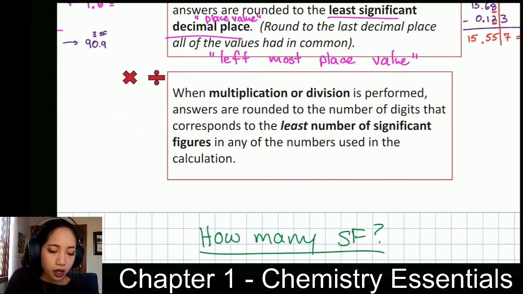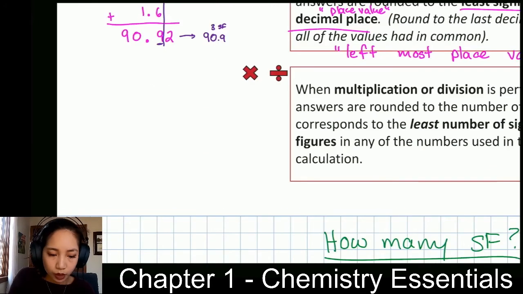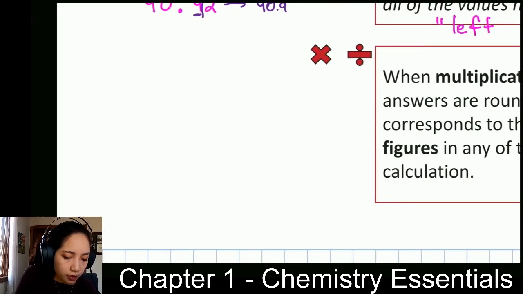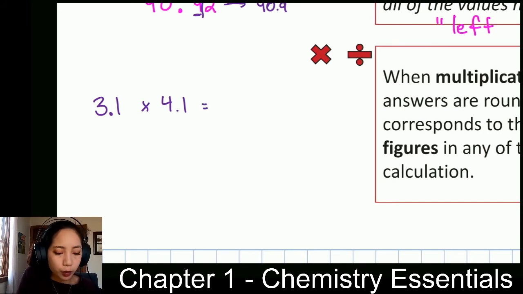And so those rules are here. For multiplication and division, when you perform those calculations, you need to count the number of significant figures in all the values that you put into your calculation. You take whichever number has the least number of significant figures and you round your answer to that number of significant figures. So let's do a little example here. Let's say 3.1 times 4.1. Let's just plug that into your calculator. You get that this comes out to 12.71.